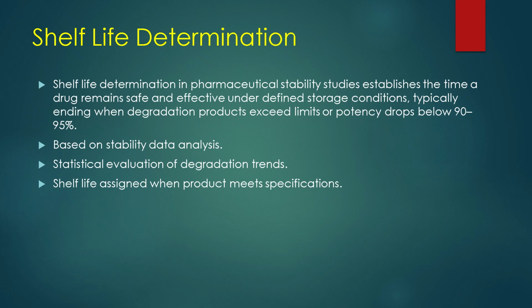How do scientists predict when a medicine will expire? The answer lies in smart data analysis. Shelf life determination in pharmaceutical stability studies establishes the time a drug remains safe and effective under defined storage conditions, typically ending when the degradation products exceed limits or potency drops below 90 to 95%. Shelf life determination is based on analysis of stability data collected over time. It involves the statistical evaluation of degradation trends to understand how the product changes under the different conditions. The shelf life is assigned only when the product consistently meets the established specifications throughout the studied period.